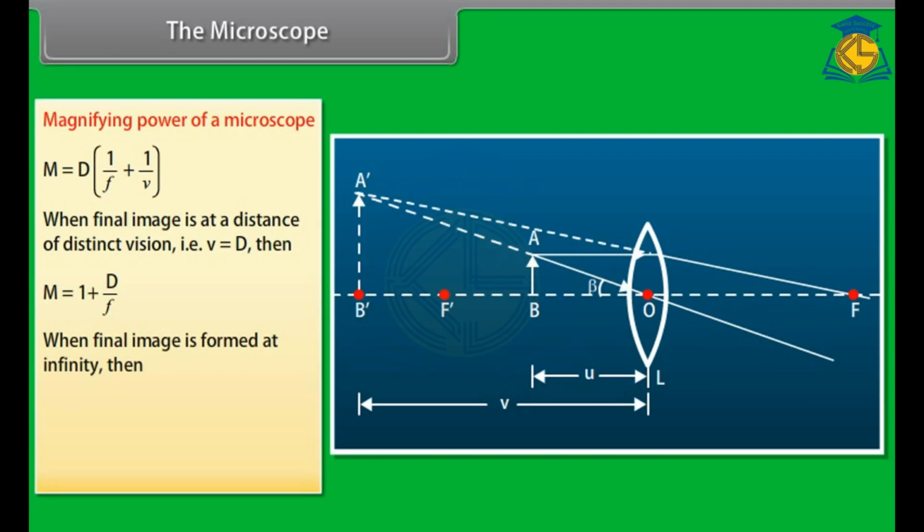When the final image is formed at infinity, then V is equal to infinity. M is equal to D into (1 by F plus 1 by infinity), which is D by F.